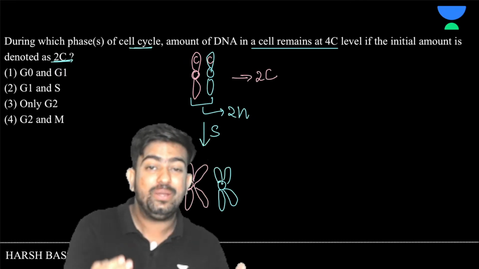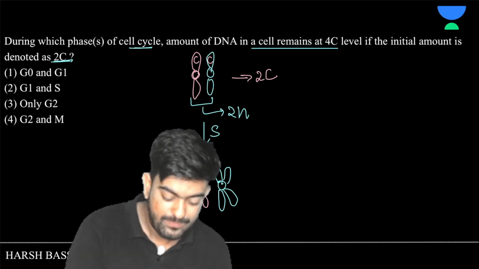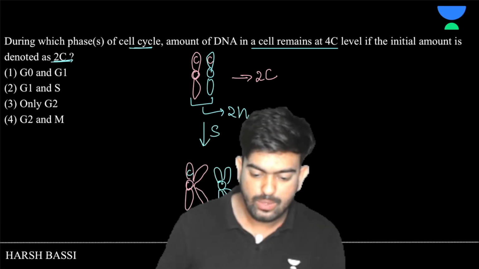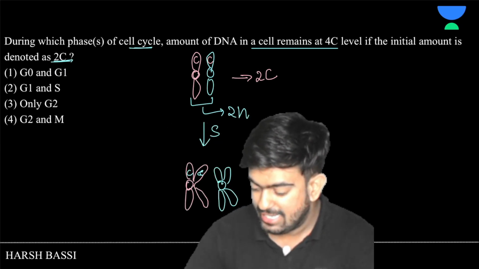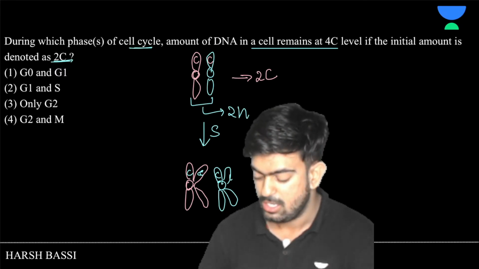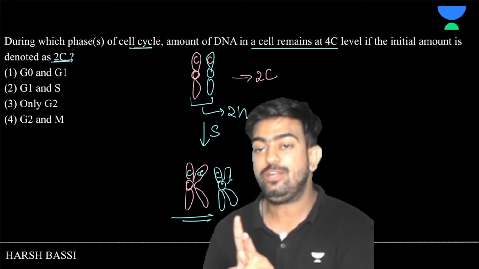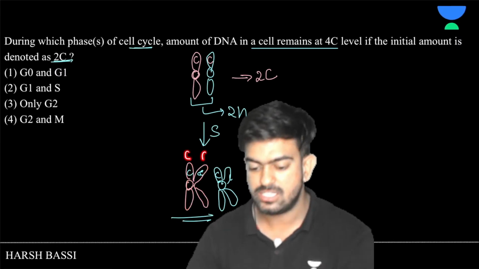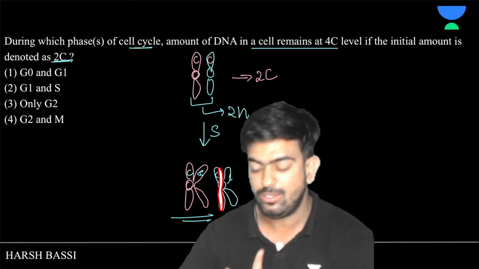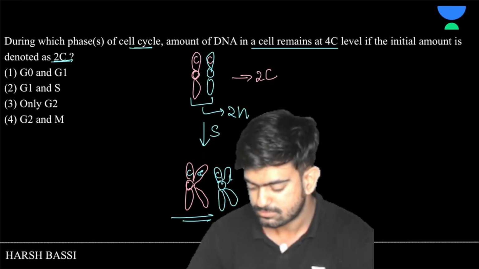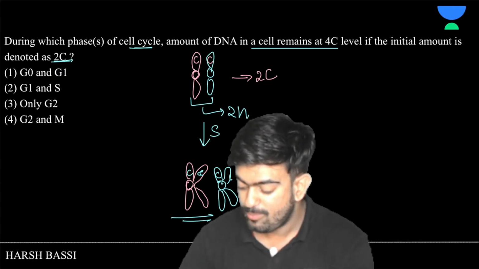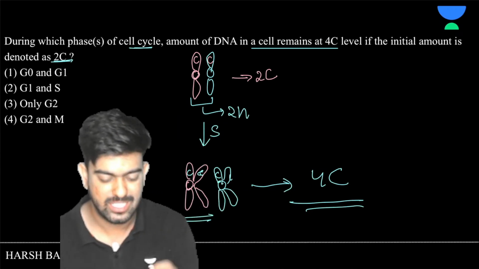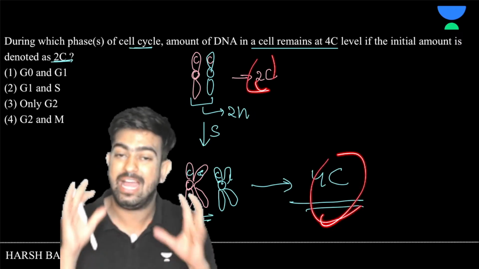But after the S phase, what happened? Your chromatid duplicated. So here you have C, here you have C, and again you have this as C, this as C. In this one, how many chromatids are there? Two chromatids. So total C and C, which will make 2C. Similarly, here also C and C, right? So in total, how many content? 4C. So this is how you can figure out 2C and 4C.